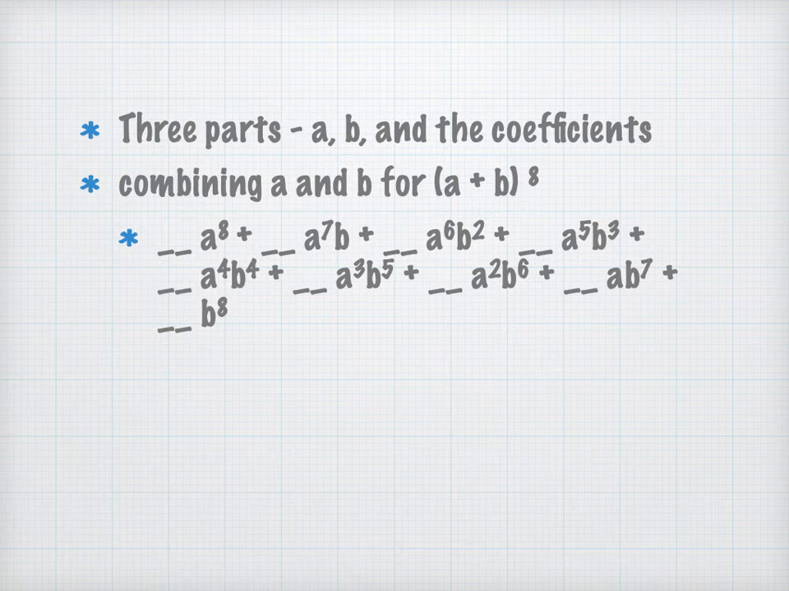So the first term has a to the 8th, b to the 0, which you can't see. Second term, a to the 7th, b to the 1st. Third term, a to the 6th, b squared. Fourth term, a to the 5th, b cubed. Fifth term, a to the 4th, b to the 4th. Okay, and you're going on down then to the last two, a to the 1st, b to the 7th, and the last one, a to the 0, which you cannot see, and b to the 8th. Okay, do you see that pattern? The a's are going from 8 to 0, the b's are going from 0 to 8 on their exponents.